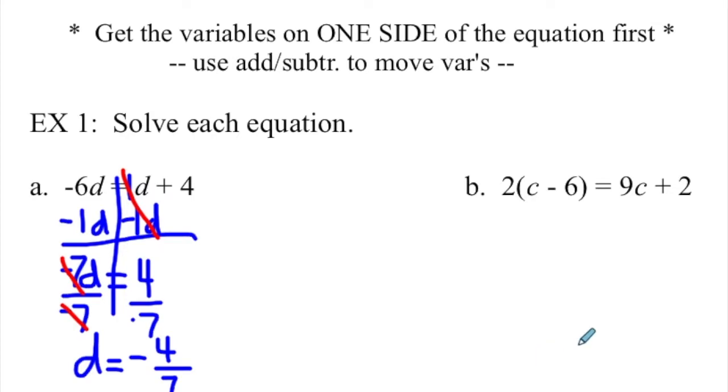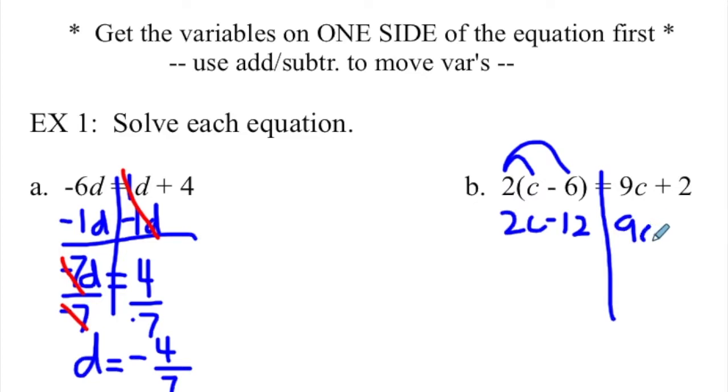Moving over here to part B, you will notice that something a little different is happening in that I have distribution on the left-hand side, but I still have variables on both the left and the right. So in order for me to start to figure out what I have going on with C, I am going to need to start by distributing the 2 to both terms on the left-hand side. So that tells me that I have 2C minus 12, and the right-hand side will stay the same because I did not do any distribution over there. So that side is still going to be 9C plus 2.